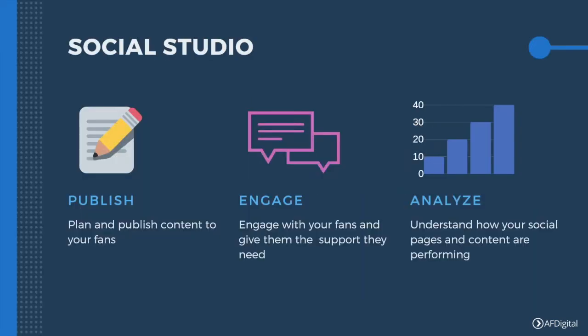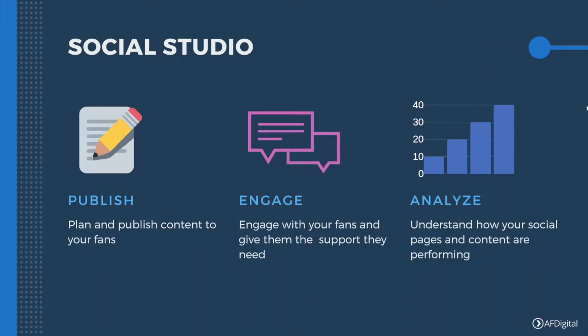But what can Social Studio do exactly? There are three main key things that Social Studio can do. First, it allows you to create and schedule your content through Publish. It allows you to plan and publish content to your fans. And second, it allows you to interact and communicate with your fans in order to give them the support that they need and humanize the brand. And lastly, as I mentioned, it has built-in reporting capabilities. So with Analyze, you're able to understand how your social pages and content are performing.